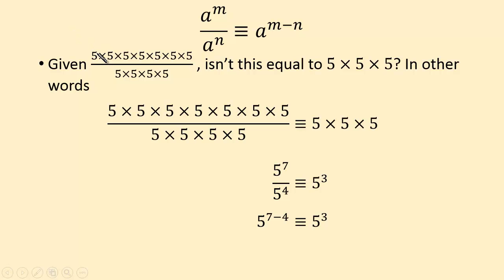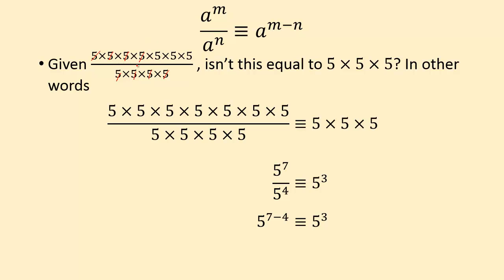We can say, well, this 5 divided by this 5 gives me 1. This 5 divided by this 5 gives me 1. This 5 divided by this 5 gives me 1, and this 5 divided by this 5 gives me 1. So obviously, I get a lot of divisions occurring here, resulting in 1.